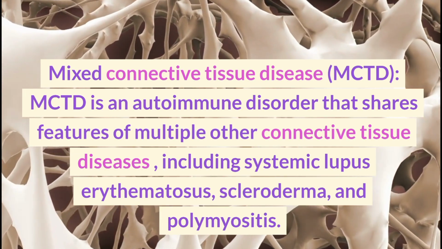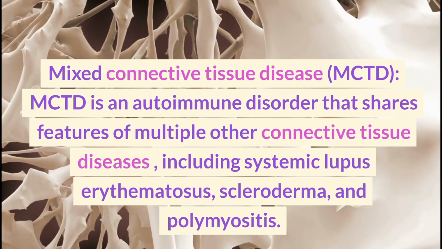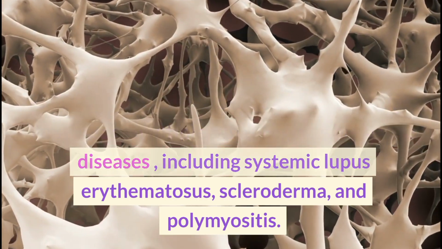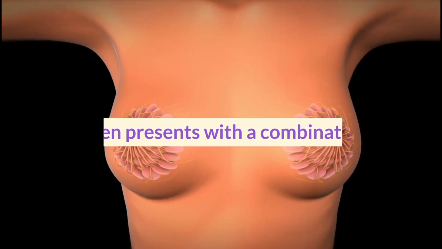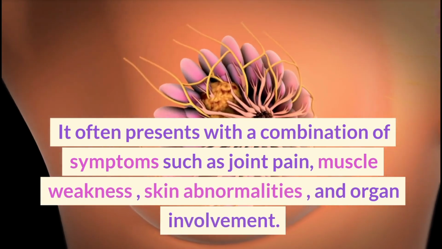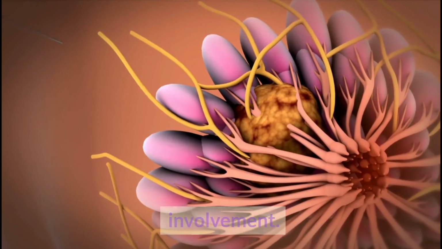MCTD is an autoimmune disorder that shares features of multiple other connective tissue diseases, including systemic lupus erythematosus, scleroderma, and polymyositis. It often presents with a combination of symptoms such as joint pain, muscle weakness, skin abnormalities, and organ involvement.